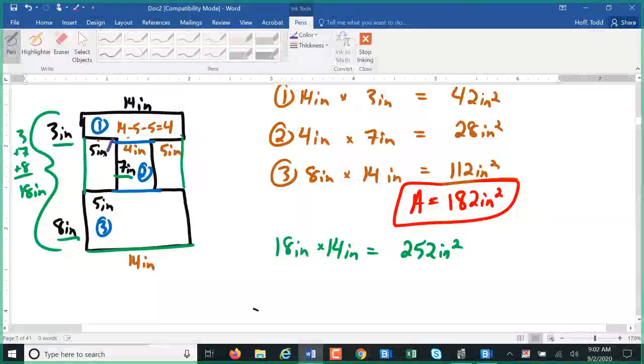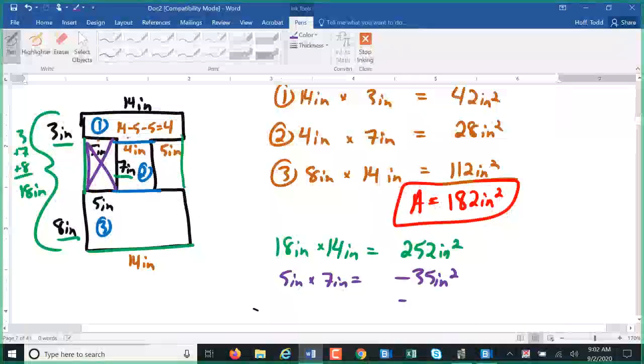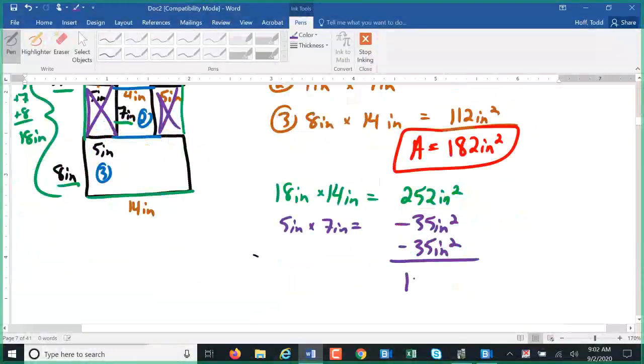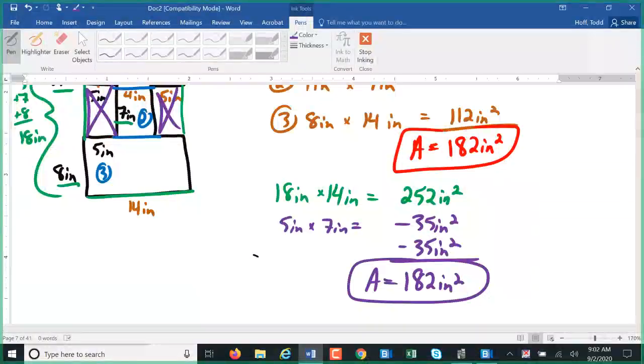Well, this piece here is 5 by 7. 35 square inches. I have to subtract it, and I have to subtract it again. This one's the same size. So subtracting 35 twice is subtracting 70. That's 182 square inches. So again, in this one, it was about the same amount of work either way. So it depends on what way your brain sees those.